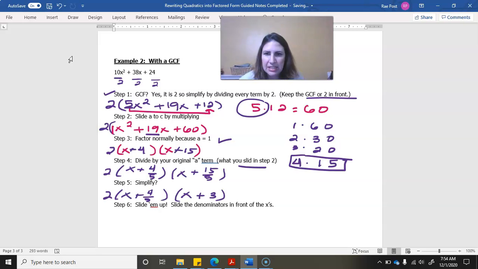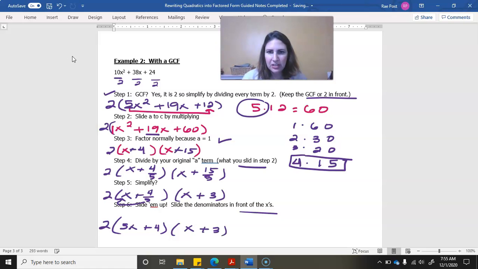And then step 6 says slide them up. So that's where you take that denominator and you move it up to the front, right? Slide the denominators in front of the x terms. The 2 has to stay. So that 5, remember, we're going to bring it up here. So now it's 5x plus 4. That's so cute. I love the way it works. And then lastly, that's just going to stay x plus 3.